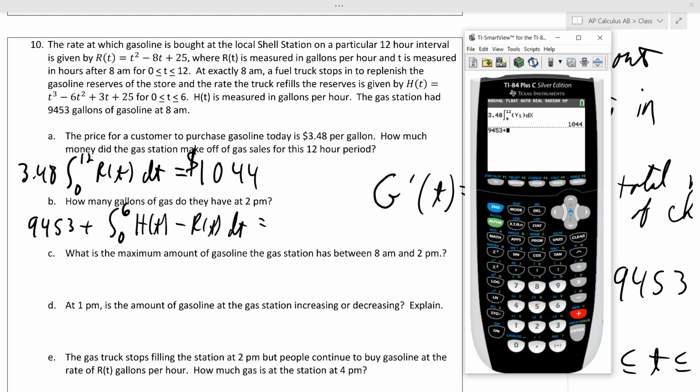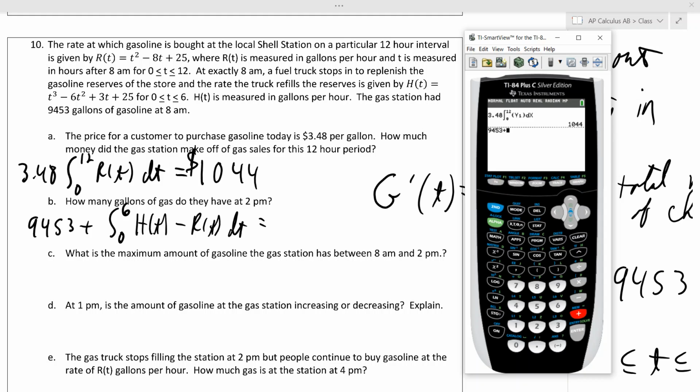Oh, notice in part A too, sometimes kids think the 9453 should be a part of that. It doesn't matter that gas was there to begin with. All that matters for question A is how much gas was bought during that time. And that's the integral of R of t. That's all. Okay, it's the change that happened. It doesn't matter how much gas they have in the station. It's how much they sold. But for B, it's how many gallons do they have.